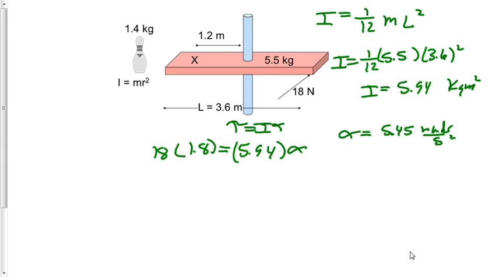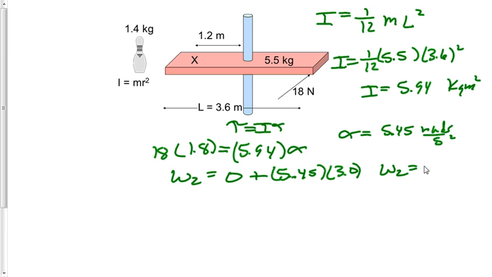Now the force only lasts for 3 seconds. We can find out the value of the angular velocity after 3 seconds. We'll say omega 2 equals 0, starting from rest, plus our angular acceleration, 5.45, multiplied by the 3-second duration that the acceleration is going through. So omega 2 is then equal to 16.4 rads per second.